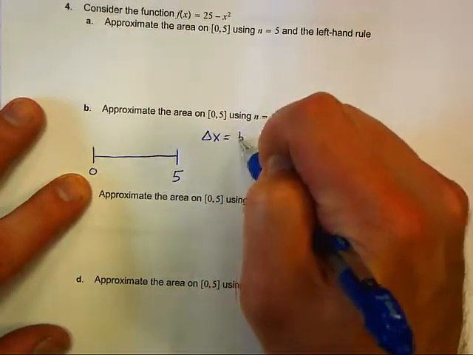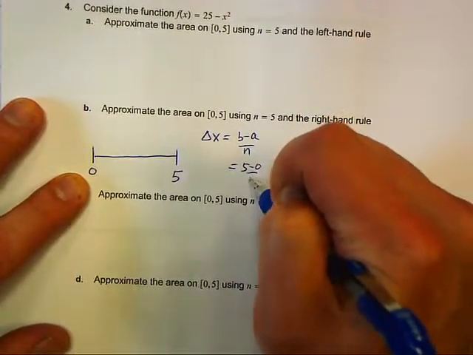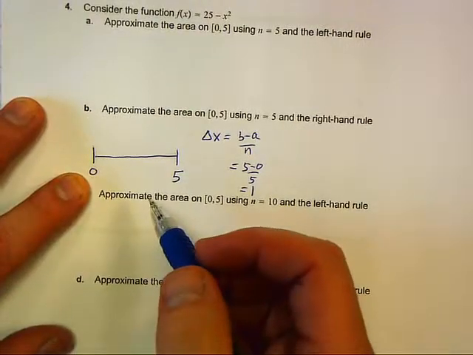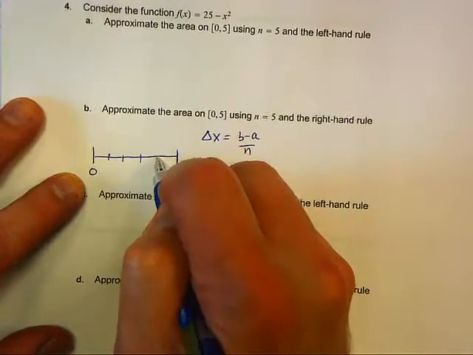We had a symbol for that, we called that delta x. Delta x is b minus a over n. So in this case, that's 5 minus 0 over 5, which is 1. So I just get to go by ones. That's nice. I really like it when I go by ones. 1, 2, 3, 4, 5.